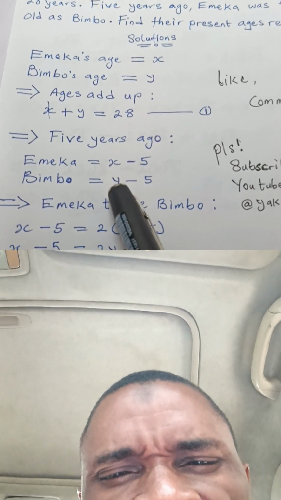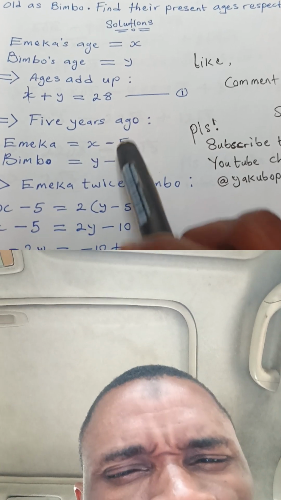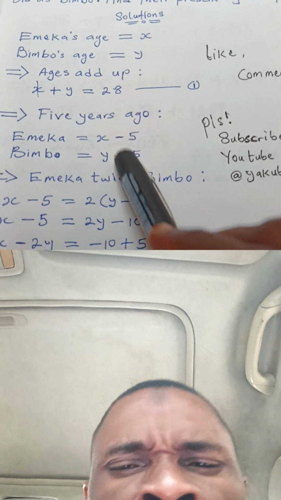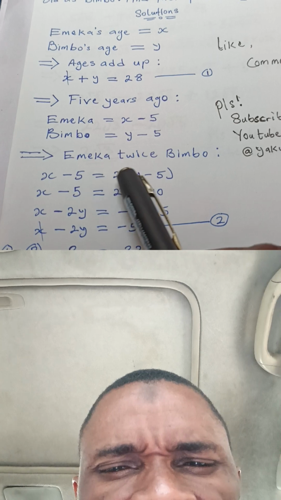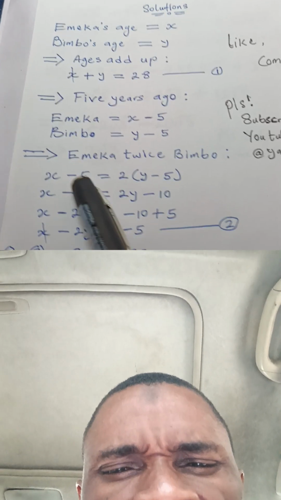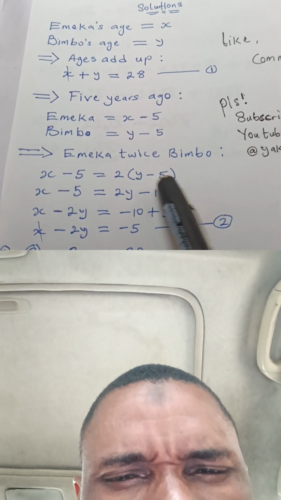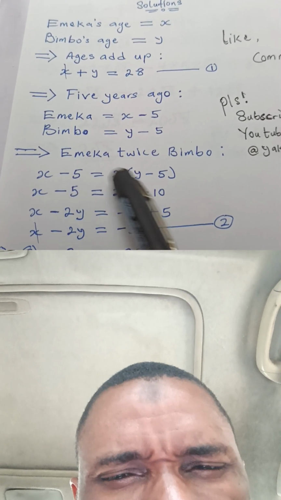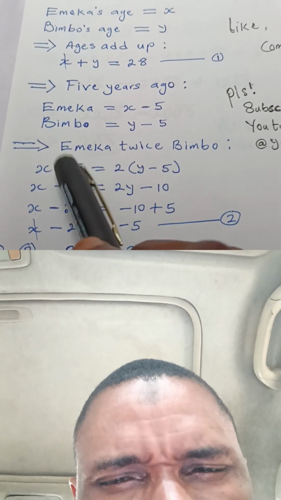If this X and Y happen to be their present age, and if we are talking about 5 years ago, we just remove those 5 years. So this will be assumed as their ages 5 years ago. Now, if the question said Emeka's age is twice Bimbo's, so for it to be equal, it must be 2 times Bimbo's. That is then that you can have them equal, because this is an equal sign.